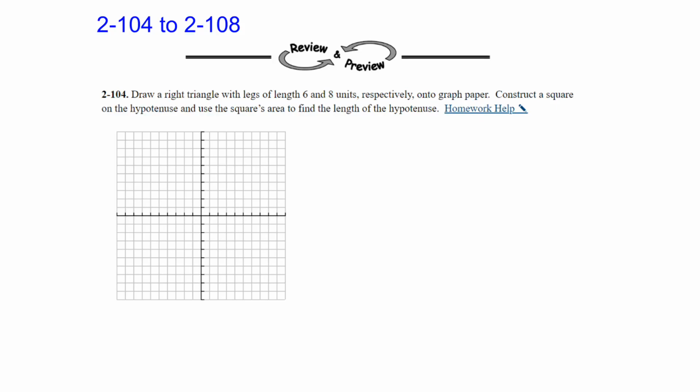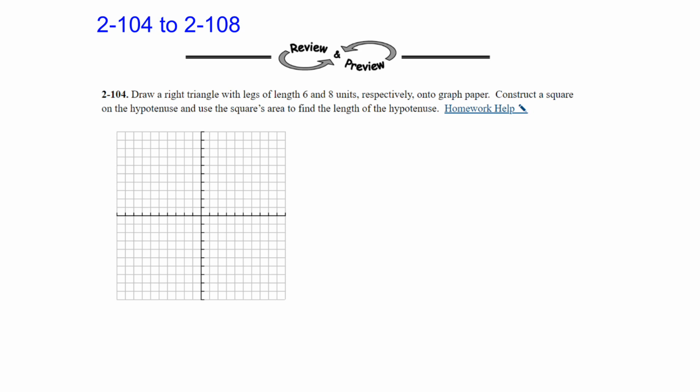Welcome to Chapter 2, Homework Questions 104 through 108. Question 104. Draw a right triangle with legs of length 6 and 8 units, respectively, onto graph paper. Construct a square on the hypotenuse and use the square's area to find the length of the hypotenuse.